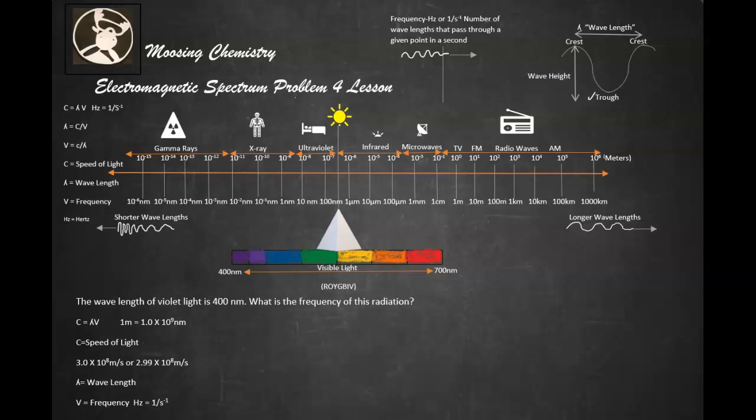This is electromagnetic spectrum problem number 4 lesson. Okay, let's look at the problem. Right here it is. The wavelength of violet light is 400 nanometers. What is the frequency of this radiation?